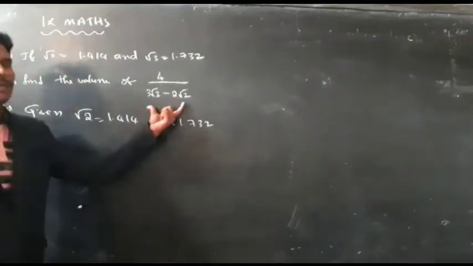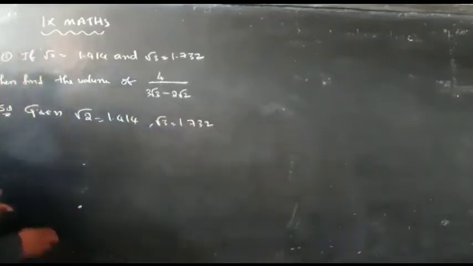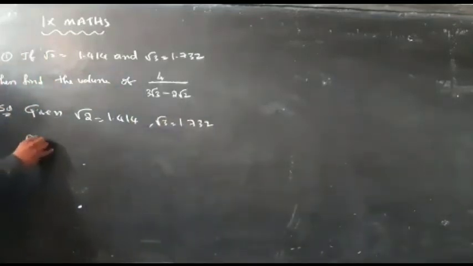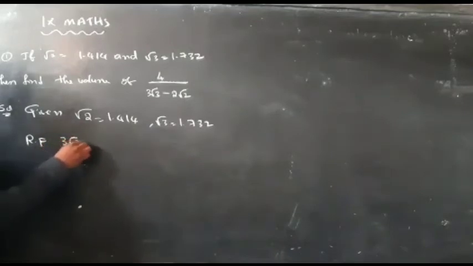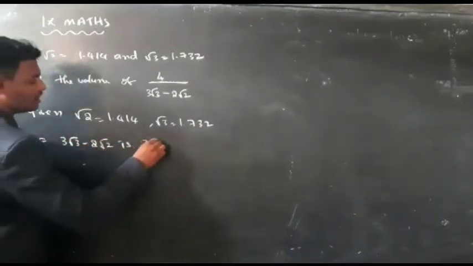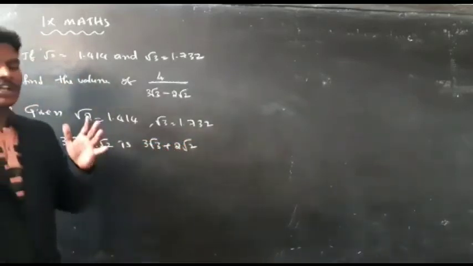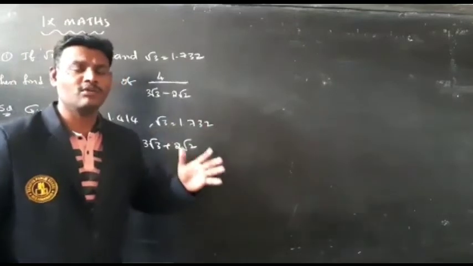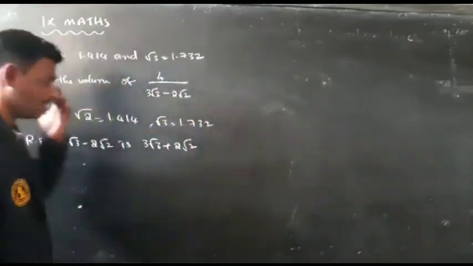Here what is the denominator? Denominator is 3 root 3 minus 2 root 2. RF. What is the meaning of RF? Rationalizing factor of 3 root 3 minus 2 root 2 is 3 root 3 plus 2 root 2.